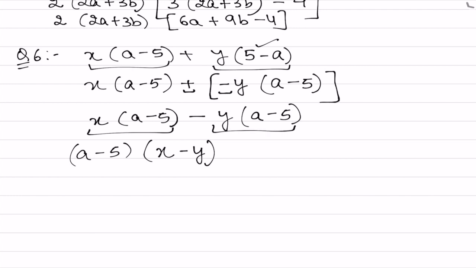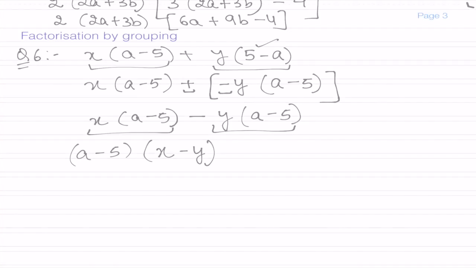In these questions we have done the factorization by taking out the common factor. The next method of factorization is the grouping method. Sometimes it's not possible to take out the common factor directly. So we have to rearrange the terms of the given expression in such a way that the terms have a common factor. I can explain this with the help of questions.